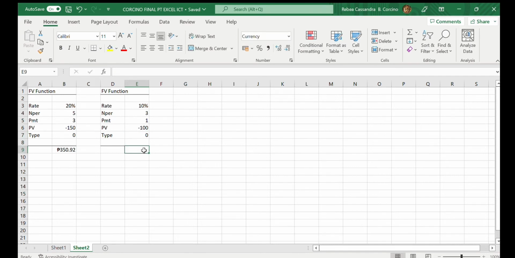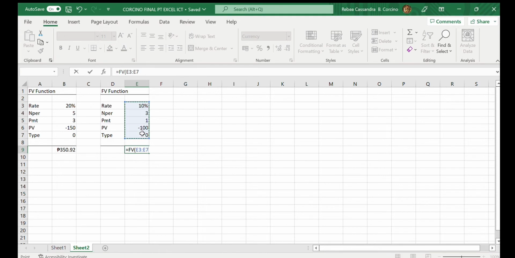Take note, we cannot drag all the cells at once because each of the values needs to be grouped according to its corresponding label. As you can see, once we do this, FV parenthesis, and we drag all of this at once, from cell E3 to E7, it will only be labeled as part of the rate, which is the first argument after the parenthesis. As we press enter, it would result in too few arguments for this function, which is invalid. So please take note of that.